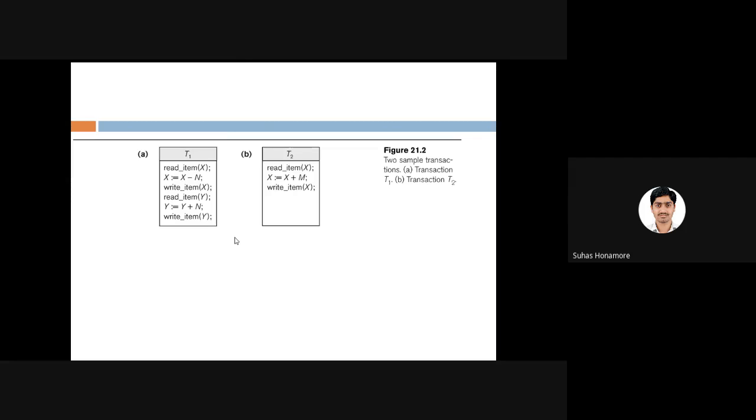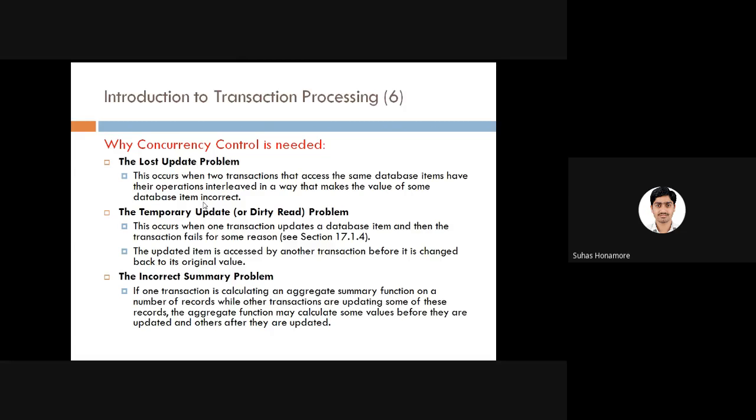Whenever you are doing concurrency, there should be some control also. If you are doing interleaving, there may be chances of some problems. What problems will happen if you randomly interleave all the operations, we will see. That is why you require concurrency control, to control how the concurrency is done.